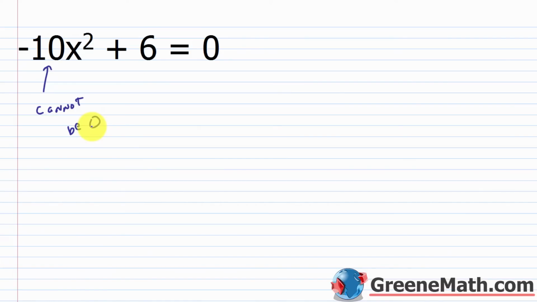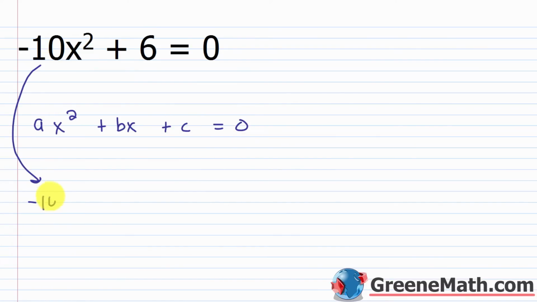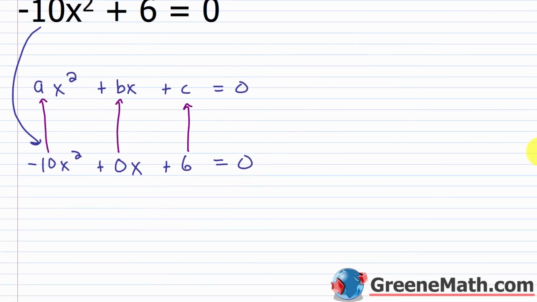Doesn't matter. So when I set this up, and let me just erase this real quick, in standard form, I could say ax squared plus bx plus c equals 0. If I rewrote this, I could put negative 10x squared plus 0x plus 6 equals 0. 0 times x is 0, and so I still have negative 10x squared plus 6. But I do this so that I can match things up. Negative 10 is a, 0 is b, 6 is c, and that's going to allow me to plug into the quadratic formula. Let me scroll down a little bit.